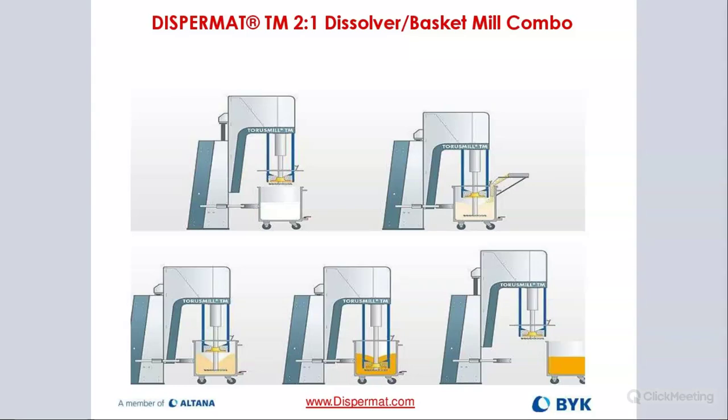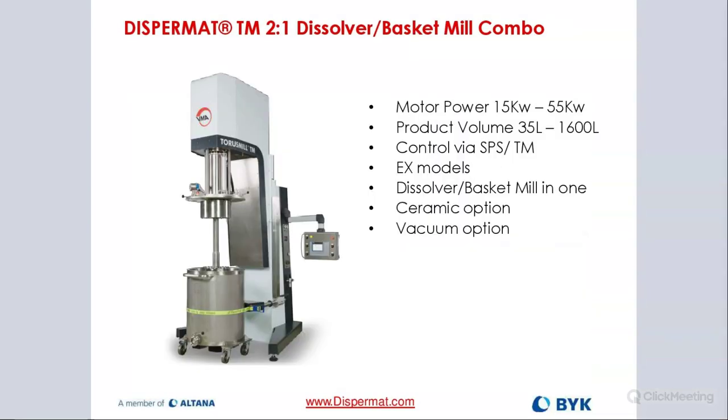And at that point, when I reach the right particle size, after that pre-dispersion process, I push a button on the control panel, and now my basket comes down, and now I'm milling. I never moved the container around, had to change over anything, and then when I'm done milling, I can just remove my container, and I start with the next batch. So that is a very effective way of dispersing and milling with one machine.